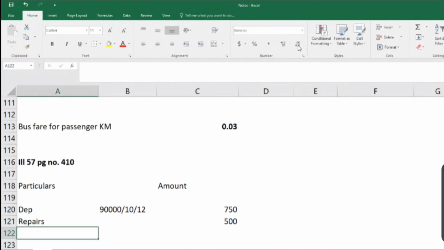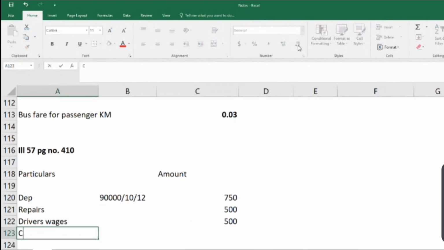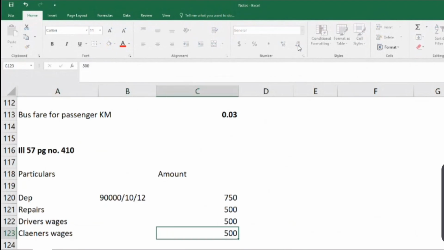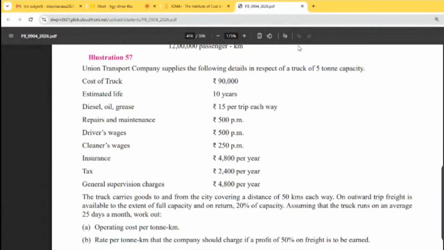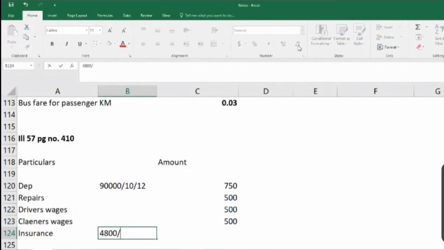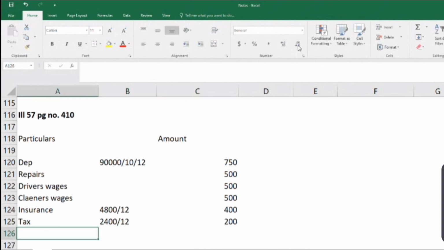Repairs is 500. Driver's wages is 500. Cleaners wages is another 500. Insurance, they have told, is 4,800 per year. So 4,800 divided by 12, you will be arriving at 400. And tax, they have told 2,400 divided by 12 per month, you will be getting 200 as a tax.